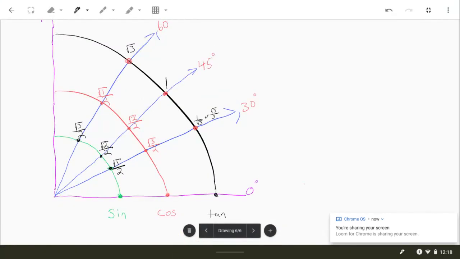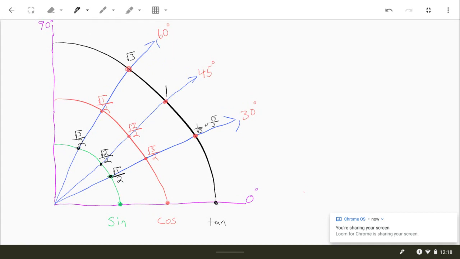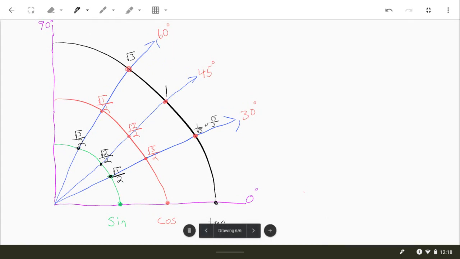Hey kids, so this is a chart. They call it the spider web chart. At least that's what my trig teacher taught me. It's basically a summary of the earlier videos where we did sine of 30 degrees.